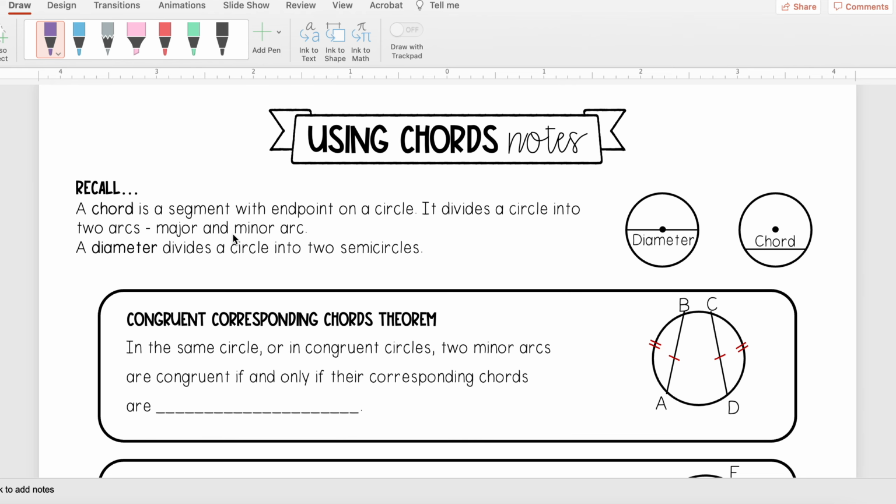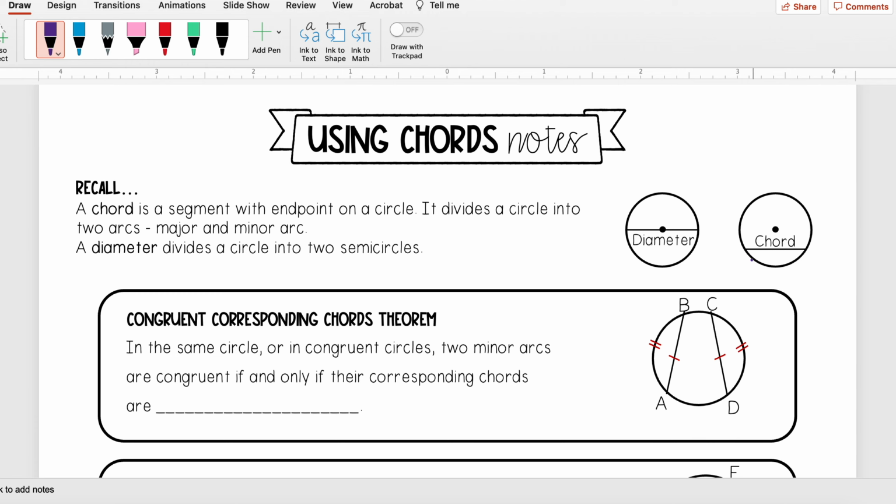Hello everyone. Today we'll be learning about using chords. So we're going to be learning about 3 different theorems that deal with chords and circles. If you recall from a few lessons ago, a chord is a segment with endpoints on a circle, and it divides a circle into 2 arcs, major and minor arc.